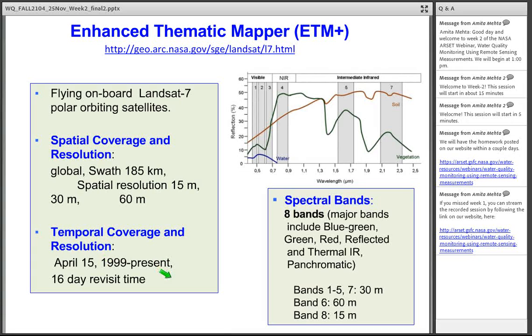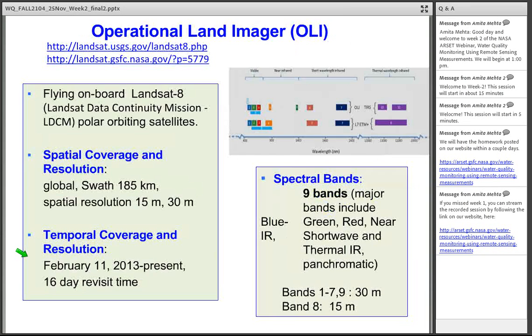So right now the data are available from ETM Plus from Landsat 7 and also the Operational Land Imager from Landsat 8. So this is called the continuity mission, the Landsat Data Continuity Mission, or LDCM. And this has 9 bands, one more than ETM Plus. It has a panchromatic band, and resolution is 15 to 30 meters depending on bands, and the same swath and the same equator crossing time. And temporal coverage starts in February 2013. The bands are shown here.